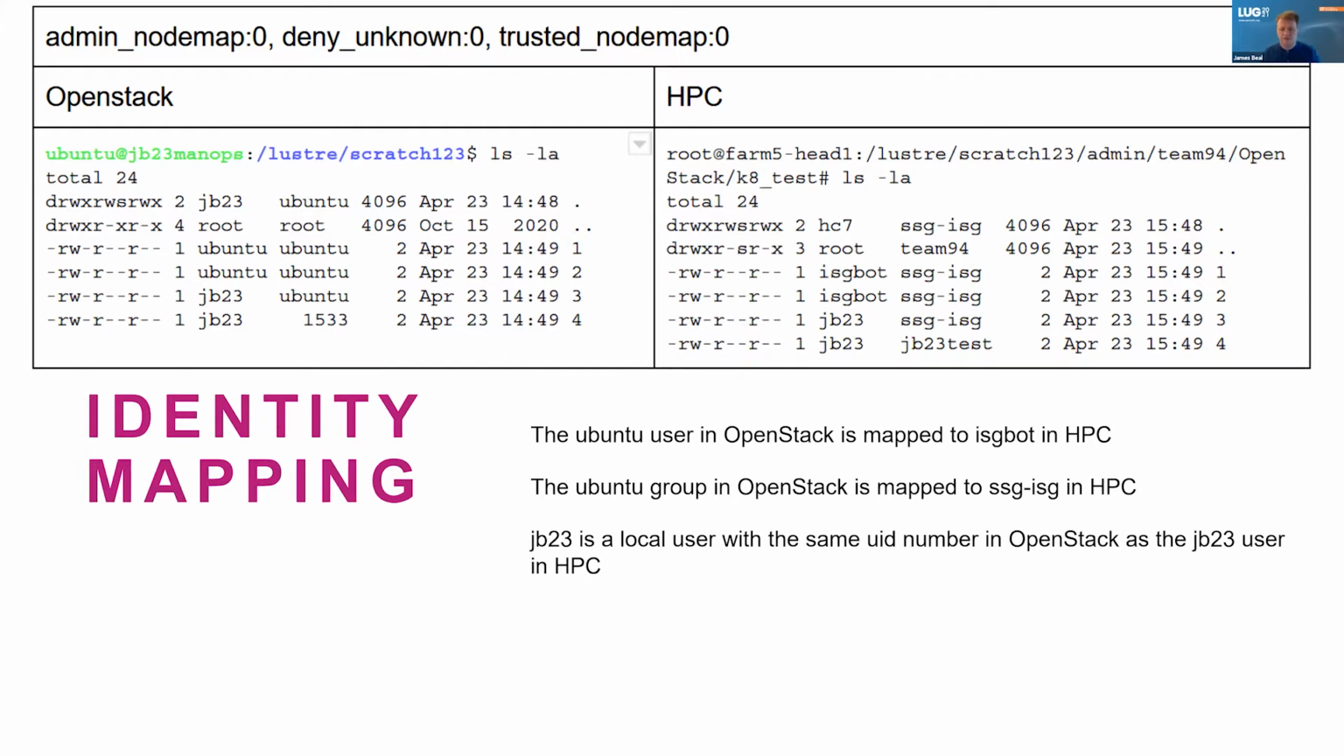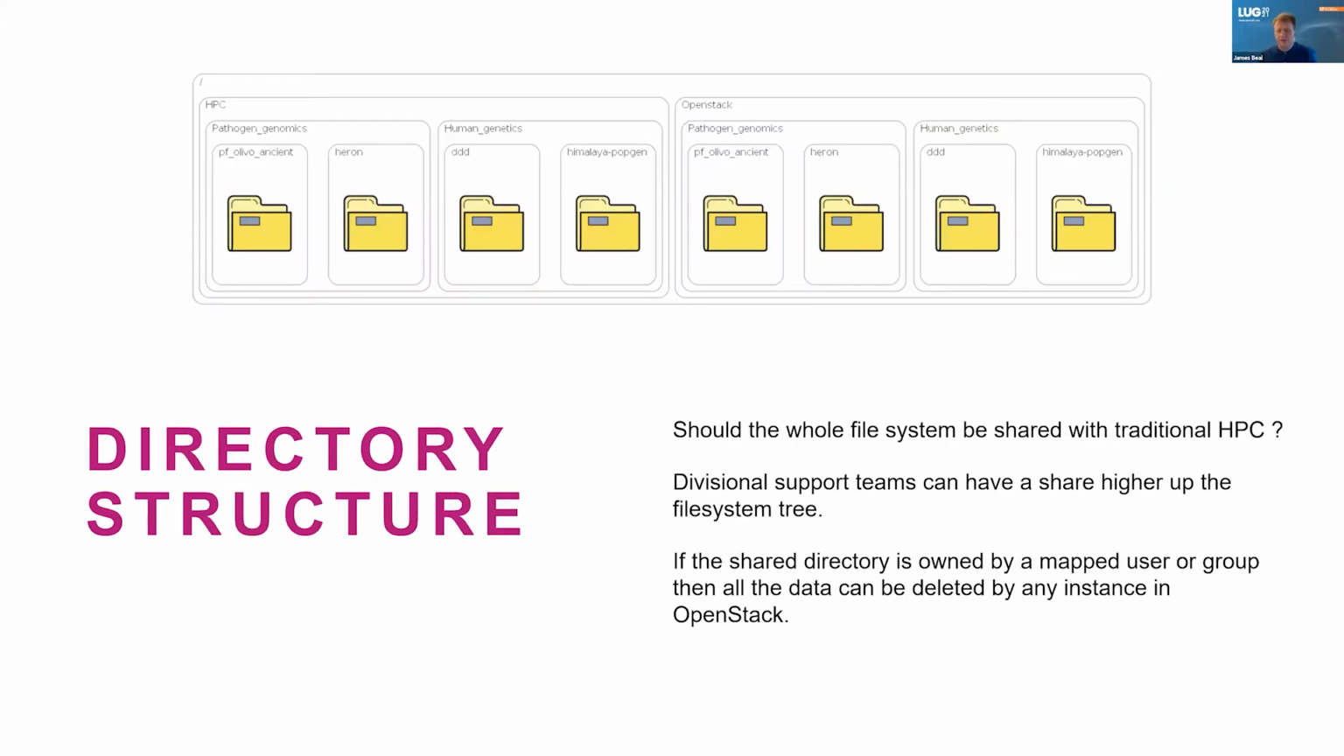The first decision to be made is whether the whole file system should be shared with traditional HPC. By sharing a subdirectory, you'd allow the possibility of shares which are private to OpenStack. Sanger currently shares the whole file system with HPC. Some divisions have local informatics groups specific to the division. Each of the groups in that division have a directory under a divisional directory. By creating a share and mapping the informatics groups and pipeline users, the divisional informatics groups can maintain the data more easily.